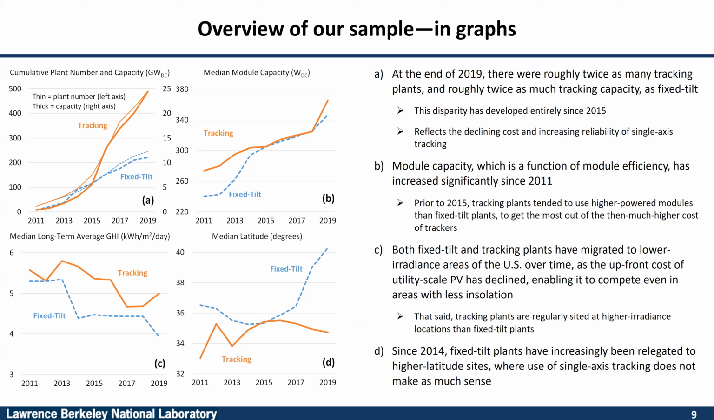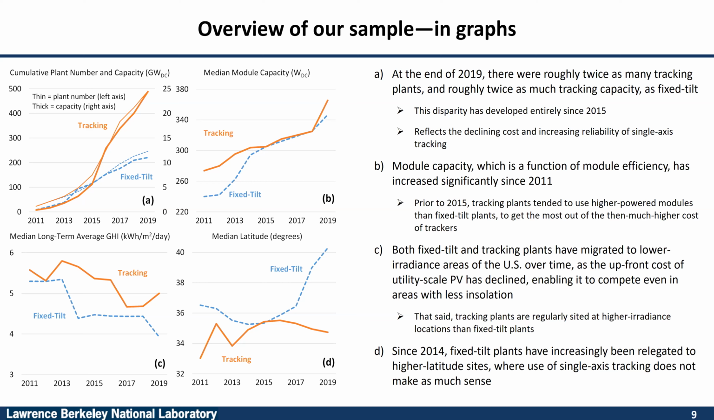To the right of that graph, we see that module capacity has increased significantly since 2011, again, driven by increasing conversion efficiencies. And we also see that the early tracking plants tended to use higher powered modules than the early fixed tilt plants, presumably as a way to wring the most value out of what was back then at the time an expensive tracking system.